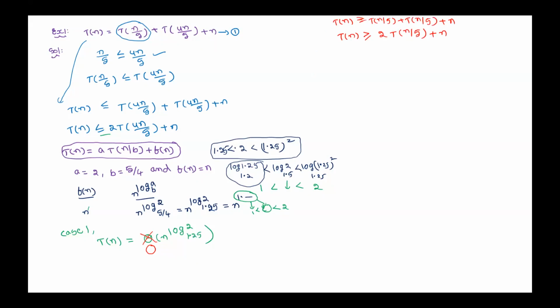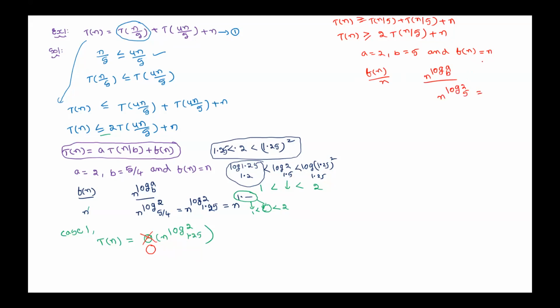Now which case of master theorem is applicable? Here, what is A? A is 2, B is 5, and f of n is n. Which case is applicable here? F of n is n. Third case, sir. Case 3. N power log a base b is n power log 2 base 5.